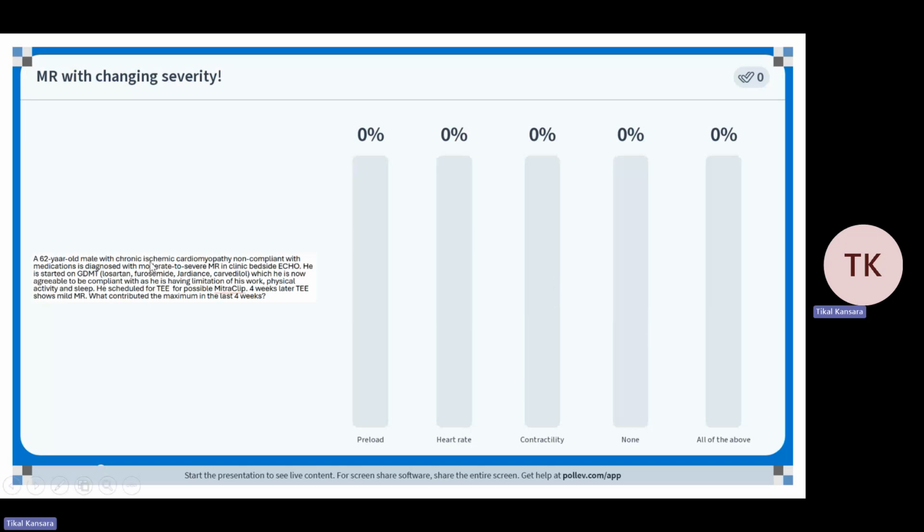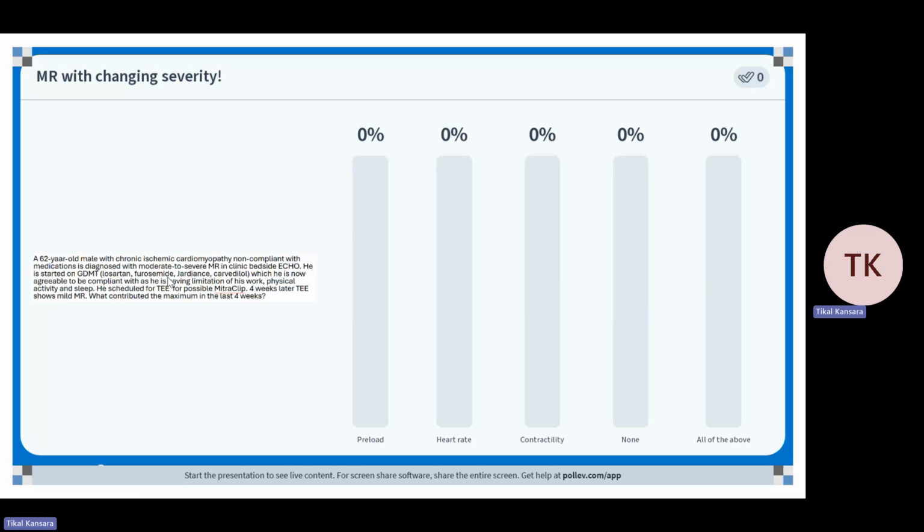This is going to summarize everything. This is a 62-year-old male with chronic ischemic cardiomyopathy. He has been non-compliant with medications and is diagnosed with a bedside echo in the clinic as moderate to severe MR. He is started on GDMT, that is losartan, Jardiance. We started all at the same time.